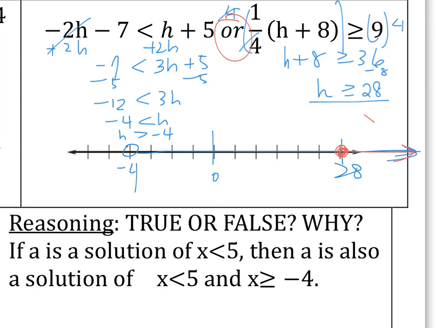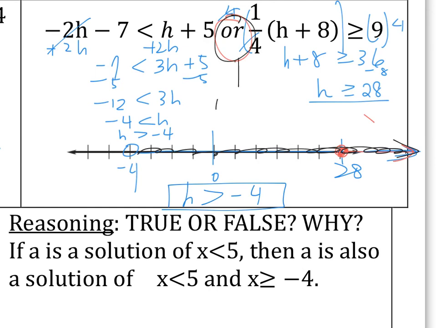So to write your final answer, it will be h greater than negative 4. Because we want all of these points due to the fact that it's or. Or means union. Union means everything.